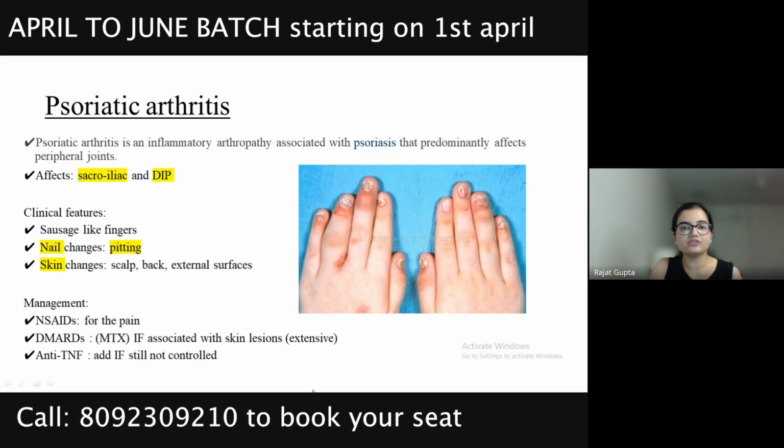In psoriatic arthritis, there's inflammatory arthropathy, which is accompanied with some skin changes and some nail changes. So we can see these patches of psoriasis, which is affecting your skin, also your nails. And the joints that it involves are the sacroiliac joint and the DIP joint.